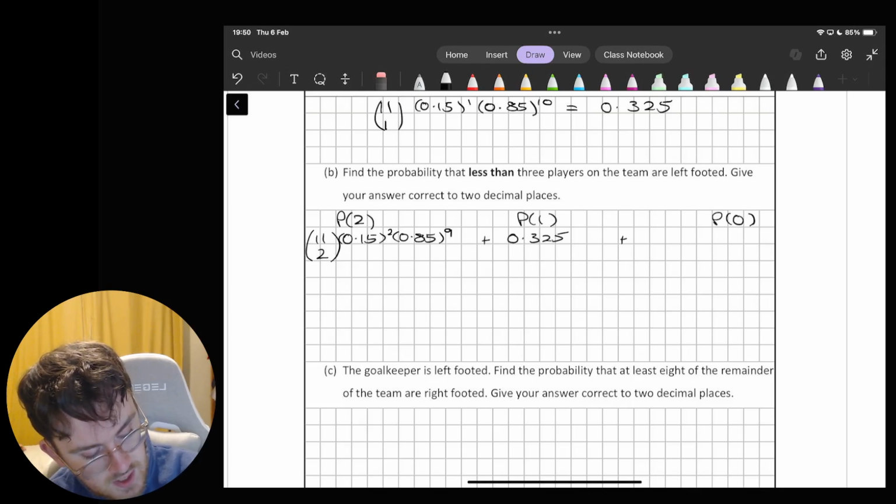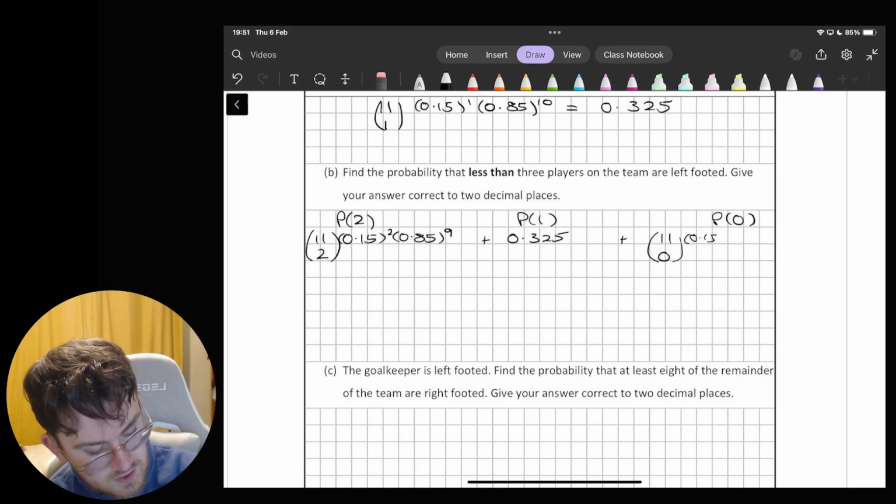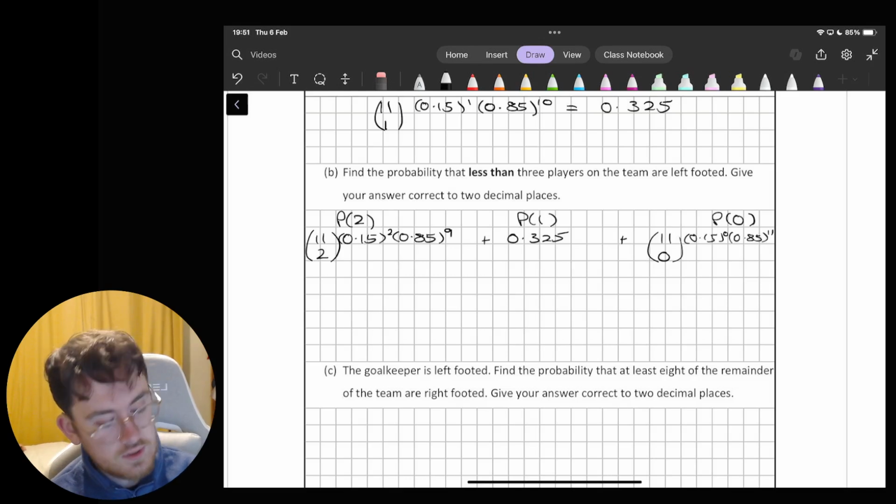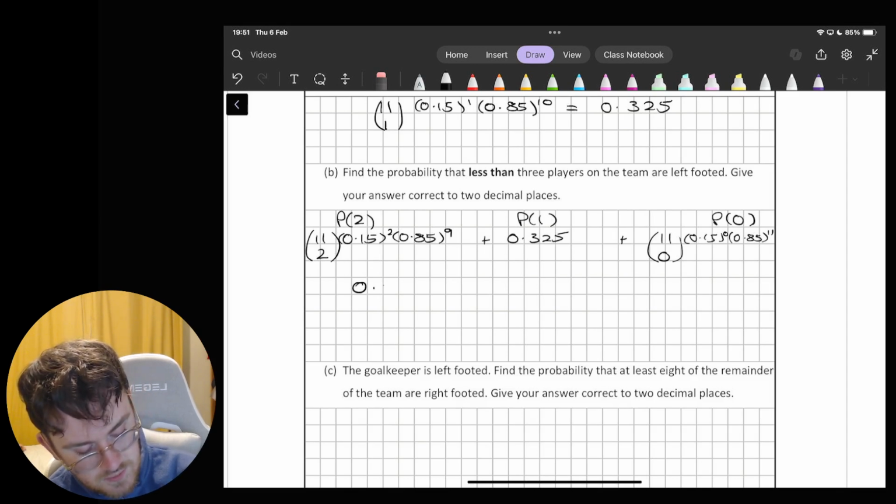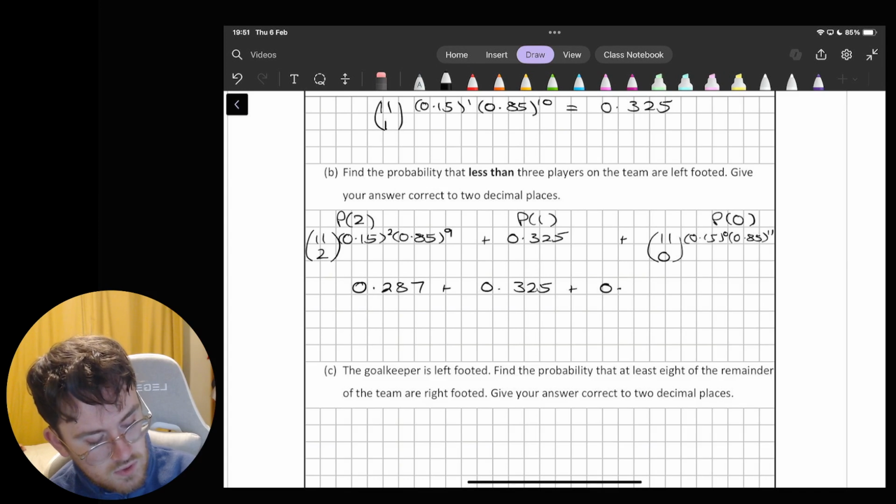And over here, out of the 11 people, I want to choose 0. 0.15 is to the power of 0. And in fairness, we could leave that out altogether and just look at the 11 at the end. That's going to give me 0.287 plus 0.325 plus 0.167.